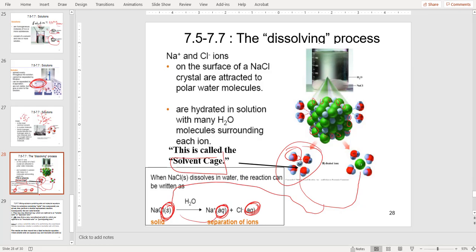Now, a lot of people think that this is a chemical reaction. This actually isn't. This is a physical change. Why? Because this is not permanent. The minute you take out the water, you dry it out, then this sodium and chloride will immediately go back to its original solid form. Whereas in a true chemical change, it's permanent and it wouldn't go back.